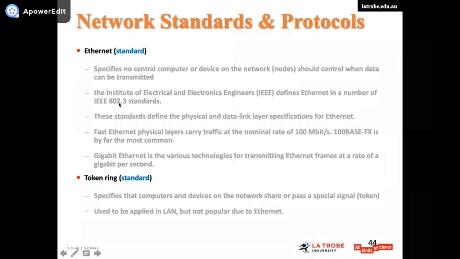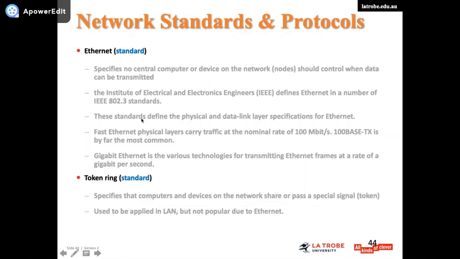The Institute of Electrical and Electronics Engineers, which we call IEEE, defines Ethernet in a number of IEEE 802.3 standards. So from now on, every time you see IEEE 802.3, it represents the Ethernet standards. These standards define the physical and data link layer specification for Ethernet. It means that the Ethernet standards or protocols only contain the physical layer and data link layer. There's no layer 3 or layer 4. That's very important, and you should bear it in mind.